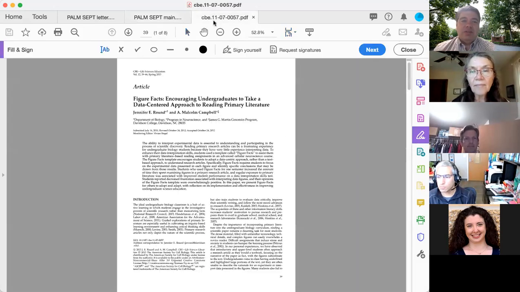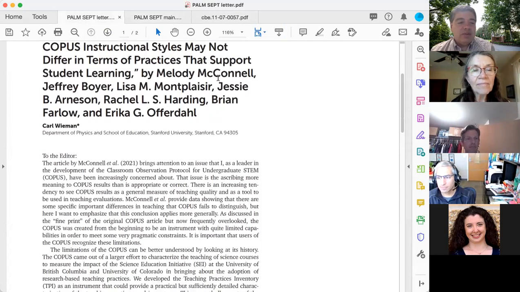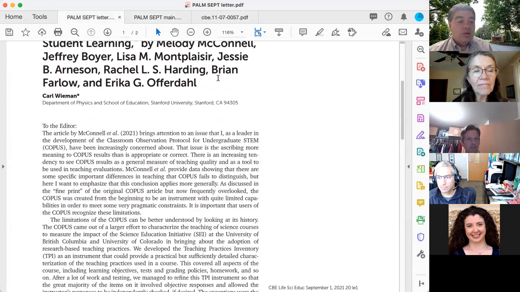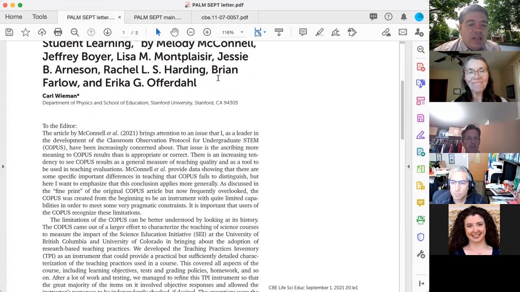And that brings you to the letter. Oh, that's the wrong paper. There we go. Here's the response that Carl Wieman at Stanford sends us, and he is somebody who was part of the COPUS process. I'll just quote here: "There is an increasing tendency to see COPUS results as a general measure of teaching quality and as a tool to be used in teaching evaluations. McConnell et al. provide data showing that there are some specific important differences in teaching that COPUS fails to distinguish, but here I want to emphasize this conclusion applies more generally.